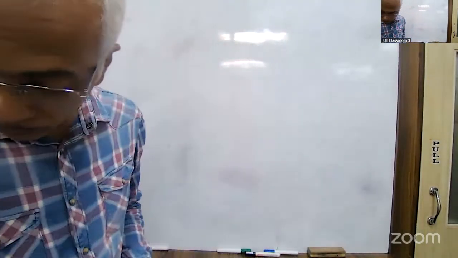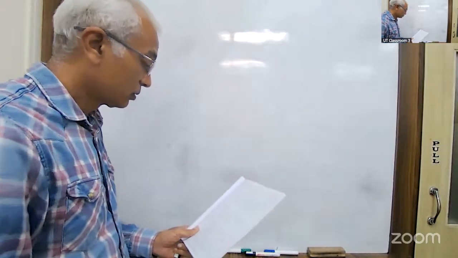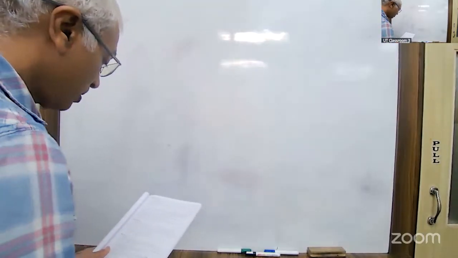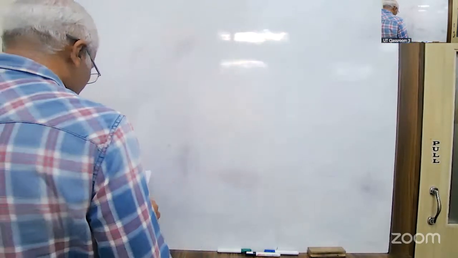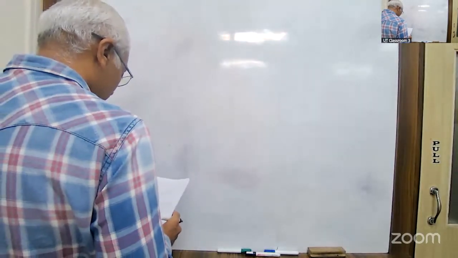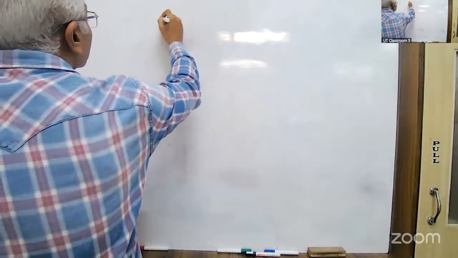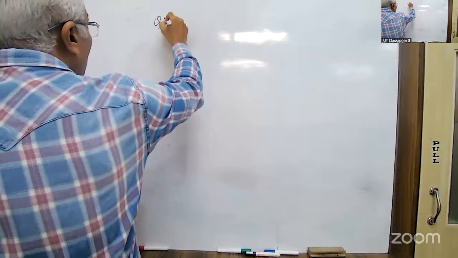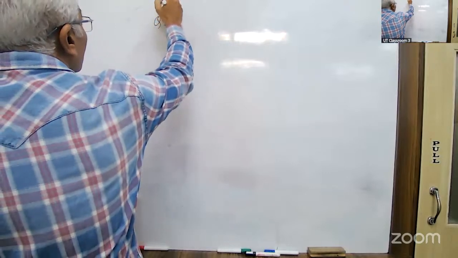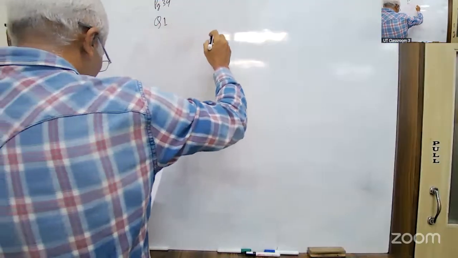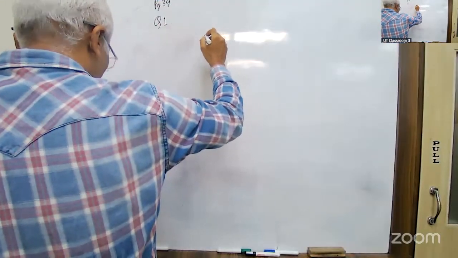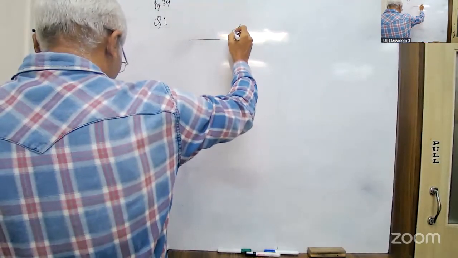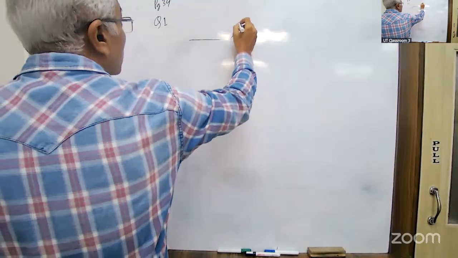Okay, let's do the first numerical, which is: a cuboid of sides 40 centimeter, 20 centimeter, 10 centimeter has a mass of 10 kg. Find the pressure exerted. So, given mass, question. This is question number 1 on page 39. So, 40, 20, and 10.